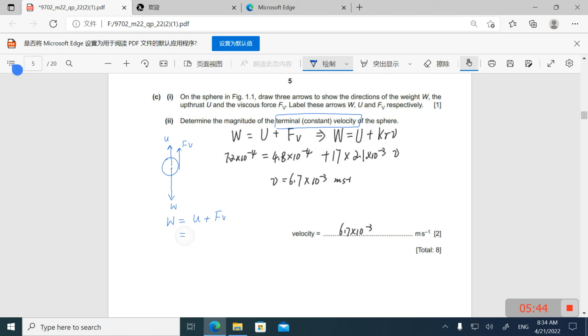You know that the upthrust force is already given to us, 4.8 × 10^-4, while the weight is also given to us in this question, 7.2 × 10^-4. And we know that the viscous force is K times R times V, and we can find this V, our terminal velocity. After simplifying this one, we have the radius, we have the K value 17 given to us above, so we can get the velocity value as 6.7 × 10^-3 meter per second.